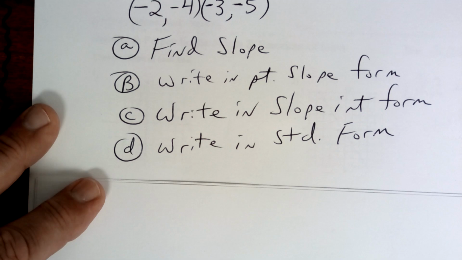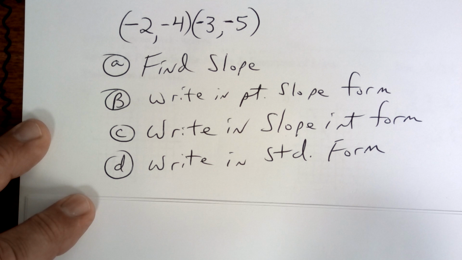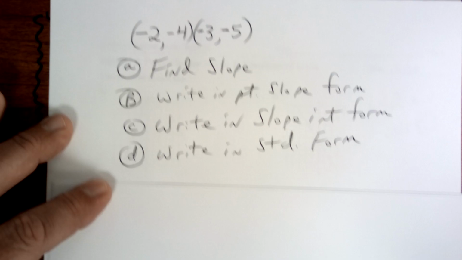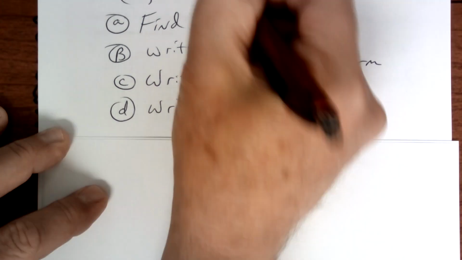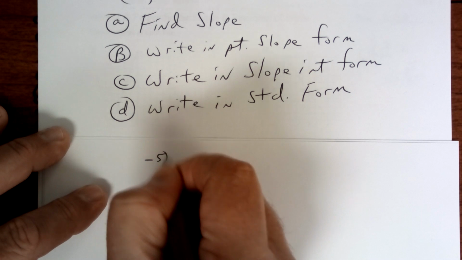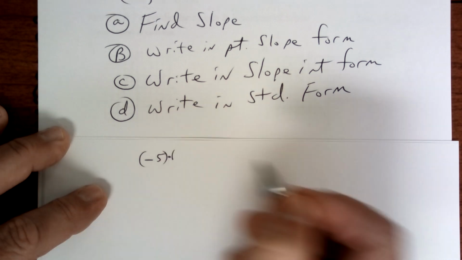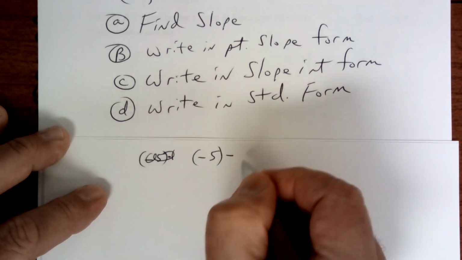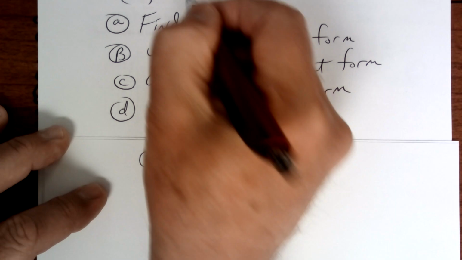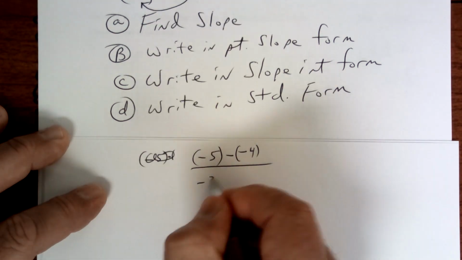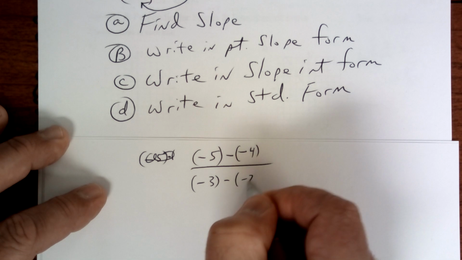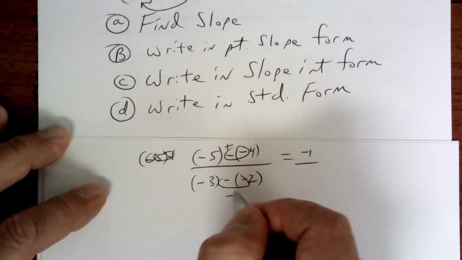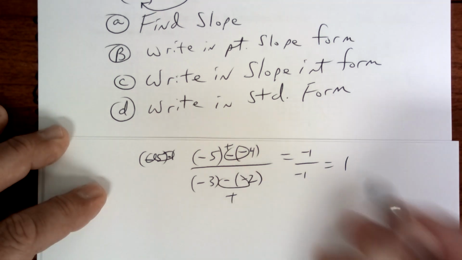In college algebra, I want you to go ahead and find the slope. I'm going to make this a little bit smaller. To find the slope, you're going to put your y's. So it's going to be -5 minus -4, and then -3 minus -2. This becomes a plus, and that's going to give you a -1, which gives you a +1.